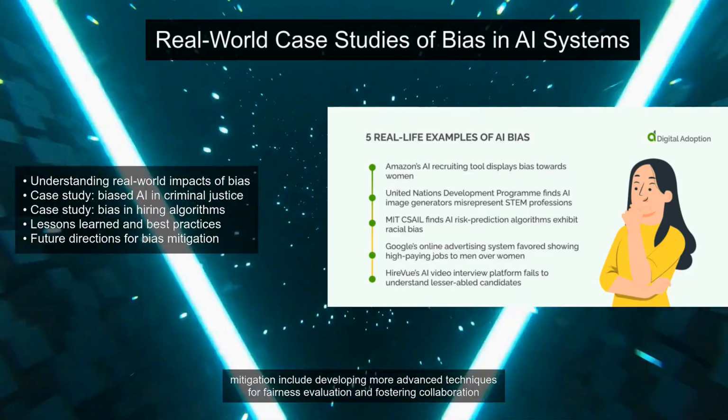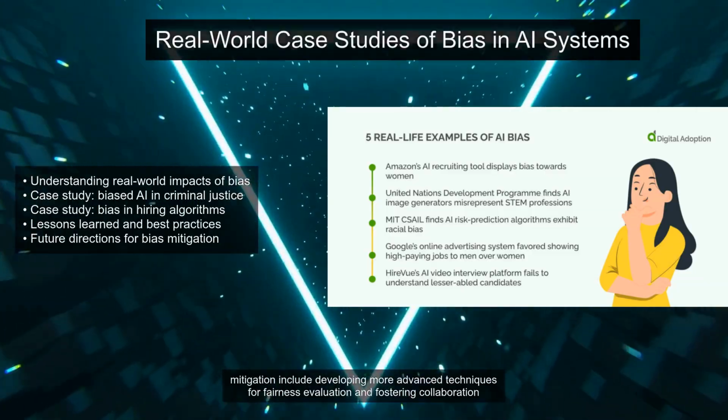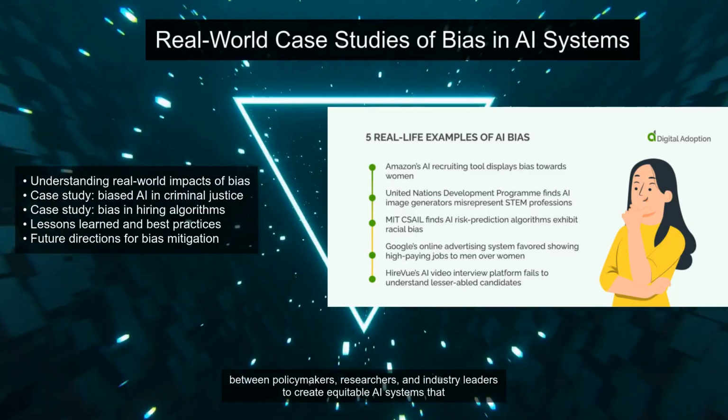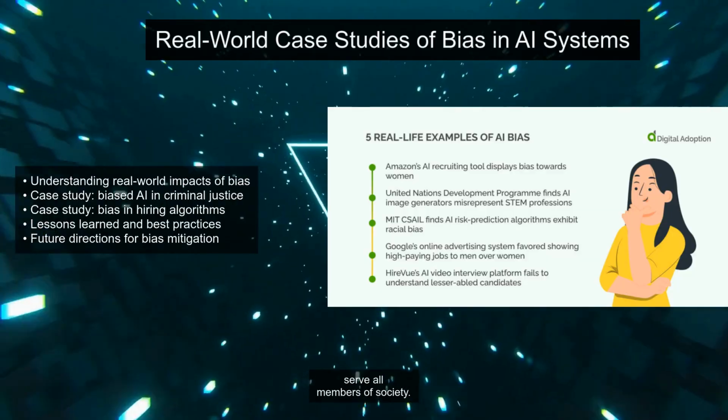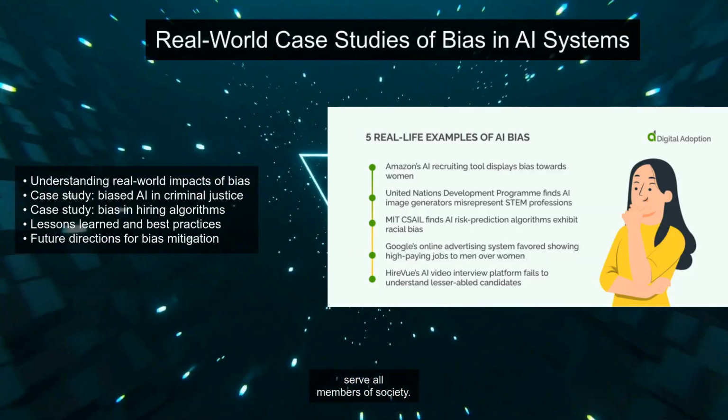Future directions for bias mitigation include developing more advanced techniques for fairness evaluation and fostering collaboration between policymakers, researchers, and industry leaders to create equitable AI systems that serve all members of society.